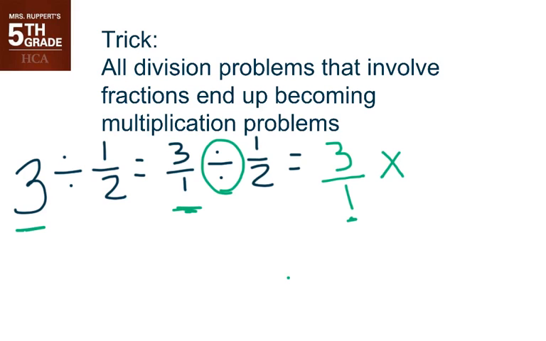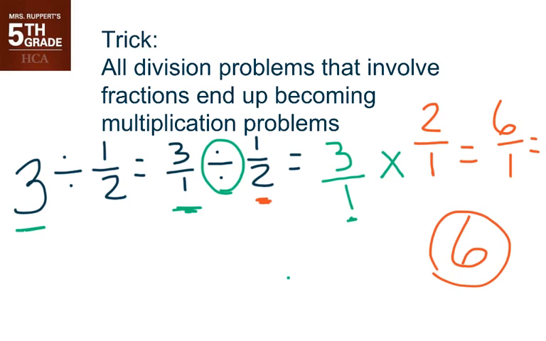And then I'm going to take that second, the very second fraction, and that always gets flipped. That does not stay the same. So I'm going to flip it from 1/2 to 2/1. And now 3 times 2 is 6 over 1, which gives me the answer 6. That's how I have 6. Okay, that's the trick. All division problems are going to end up becoming multiplication problems.